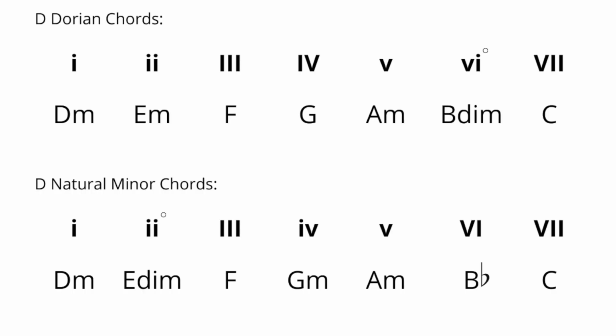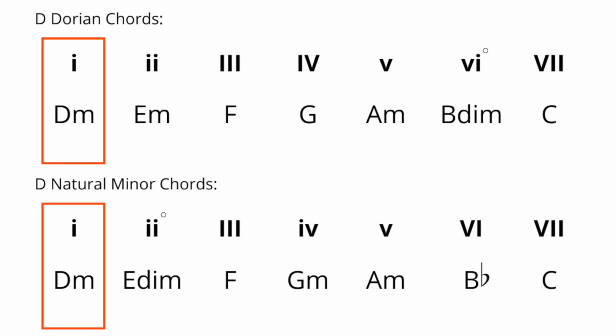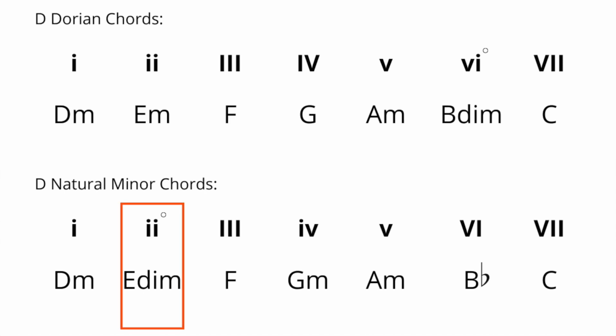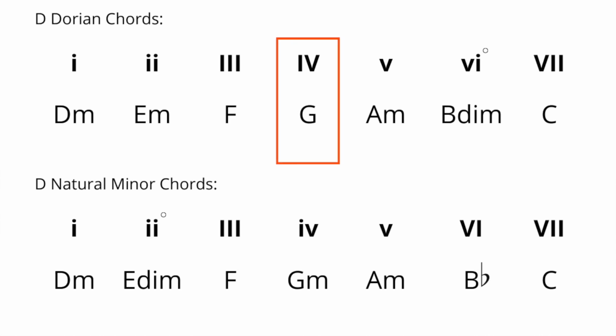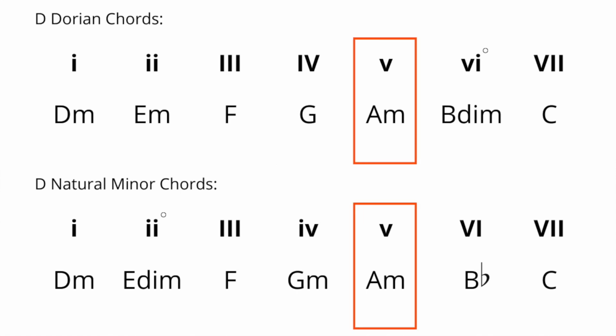Okay, so if we have a look at D Dorian compared to D natural minor, and we compare the two in terms of the chords in the key, when we change that B note, it changes 3 chords. Both keys have D minor. However, in D natural minor, you have an E half diminished because of the B flat. In D Dorian, you have an E minor because it's a B natural note. That's in the chord. Okay, so there's a difference. Both keys have F. However, D Dorian has a G major chord. D natural minor has a G minor chord. Okay, quite different. Both have A minor.